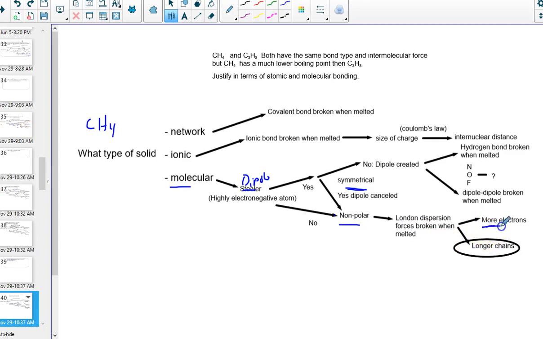Alright, we've got to talk about this guy. It's got electrons. It doesn't have that many electrons. So this is all it's got. And it's small. So not a lot of LDFs for this guy.